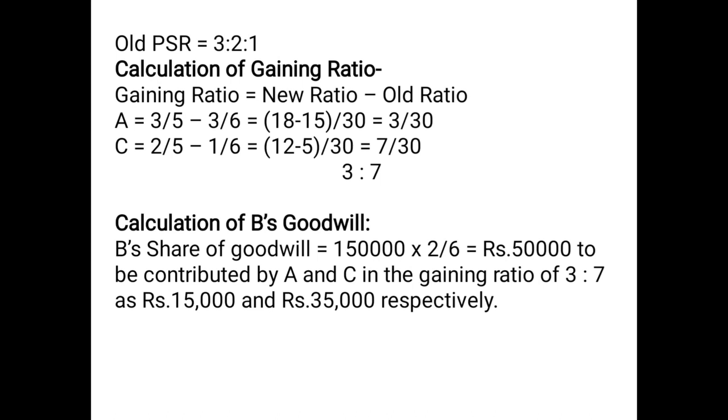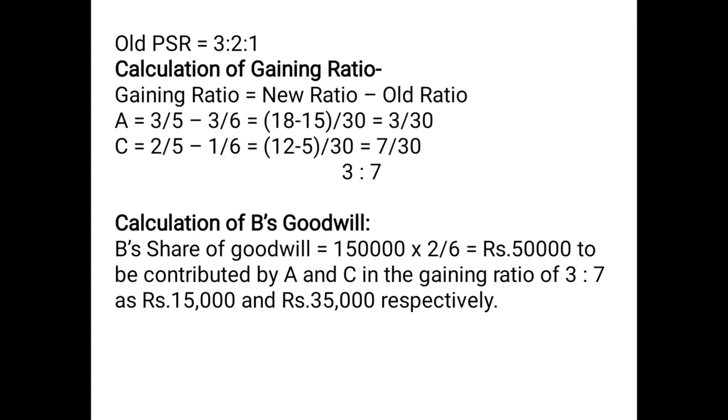And that of C, the new ratio was 2/5 minus the old share 1/6. So after adjusting the LCM of 30 again, it came to 12 minus 5 upon 30, that is 7/30. So the gaining ratio is 3:7.